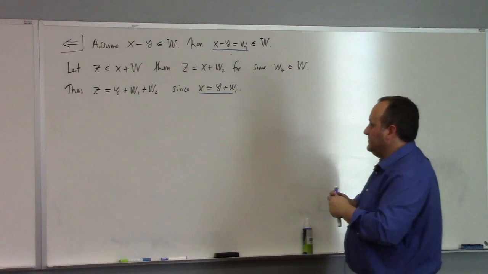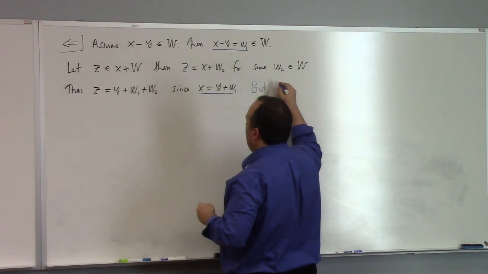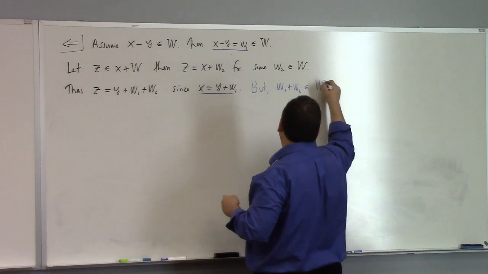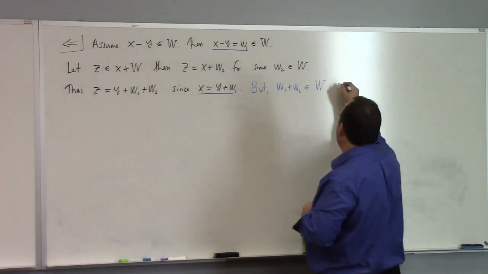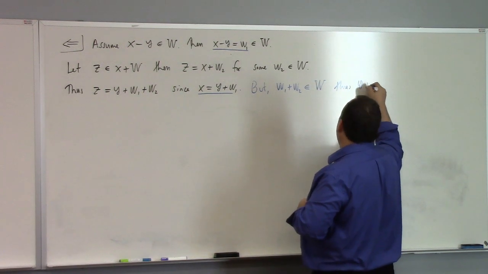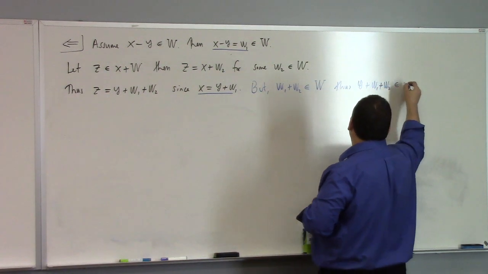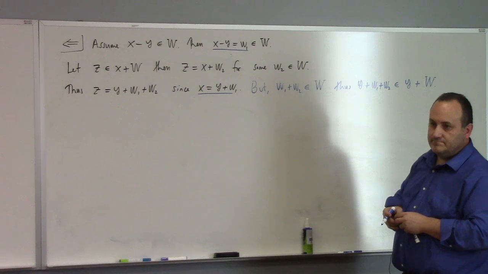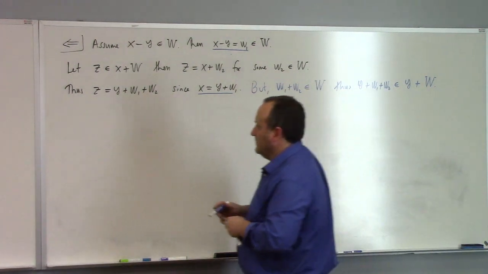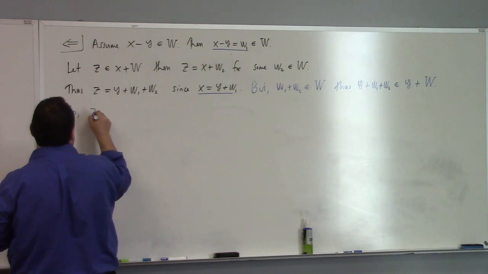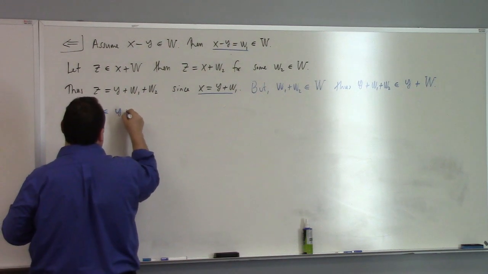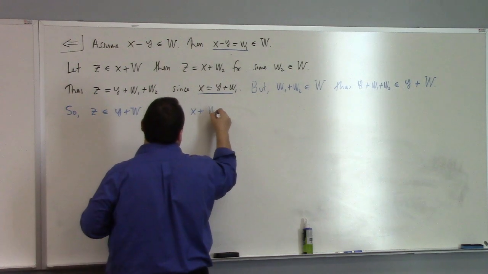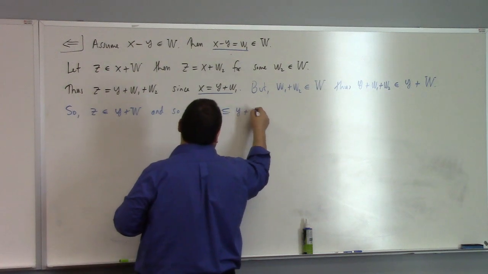All right, so then thus what? But w1 plus w2 is an element of what? W, right? Thus, y plus w1 plus w2 is an element of y plus W. Which means what? So z is an element of y plus W, right? And so x plus W is a subset of y plus W.